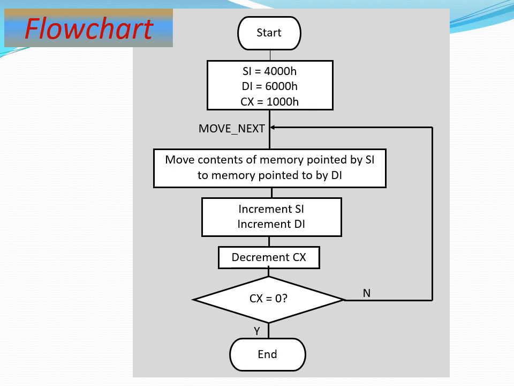The idea used in this solution is to have two pointer registers. The first pointer register points to the first location in the source block. The second pointer register points to the first location in the destination block. We then move the item in the memory location pointed to by the source pointer to the memory location pointed to by the destination pointer. After that, we increment our pointers. We then repeat the process until all the 1000H items have been copied.